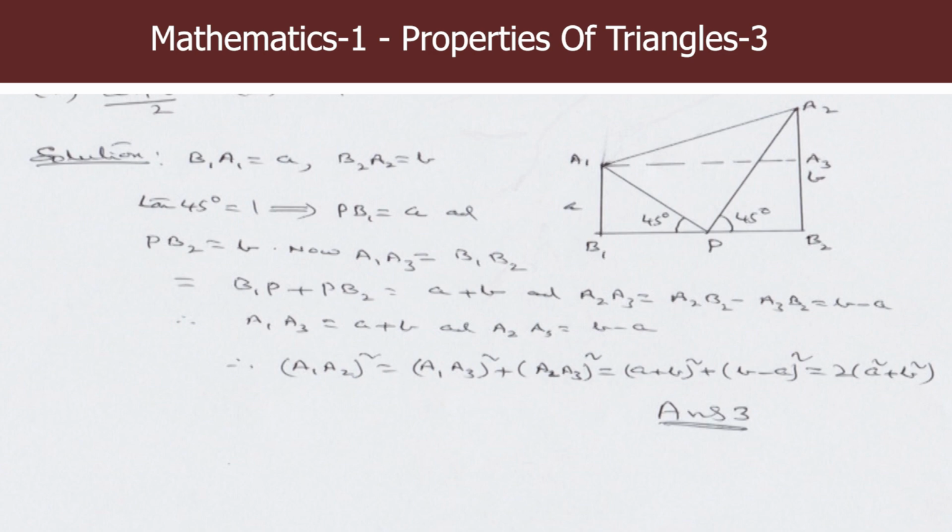So therefore, B1B2, that is B1P plus PB2, is small a plus b. And similarly, A2A3 is equal to A2B2 minus A3B2, which is small b minus a. So therefore, A1A2² is equal to A1A3² plus A2A3², which is (a + b)² plus (b − a)². And the answer is 2(a² + b²). So the correct option is option number 3.